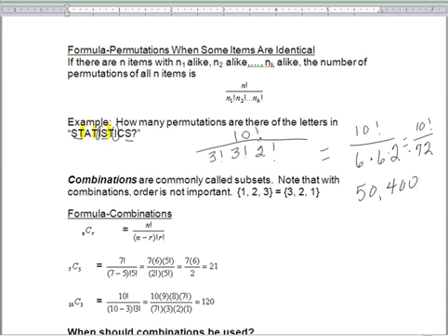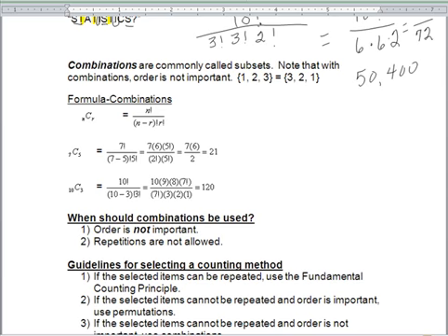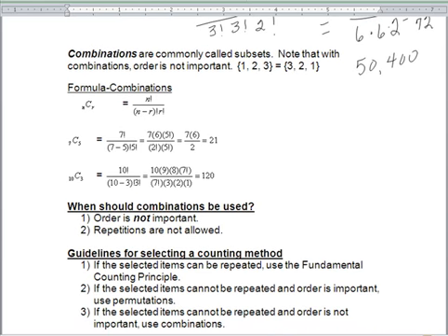Our last counting method is called combinations. Combinations are equivalent to subsets, and in combinations, order is not important. So that's how we identify it. Order is not important. Repetitions, again, are not allowed in this particular case. So combinations are used when order is not important and repetitions are not allowed. So basically what we're looking at here will be subsets.